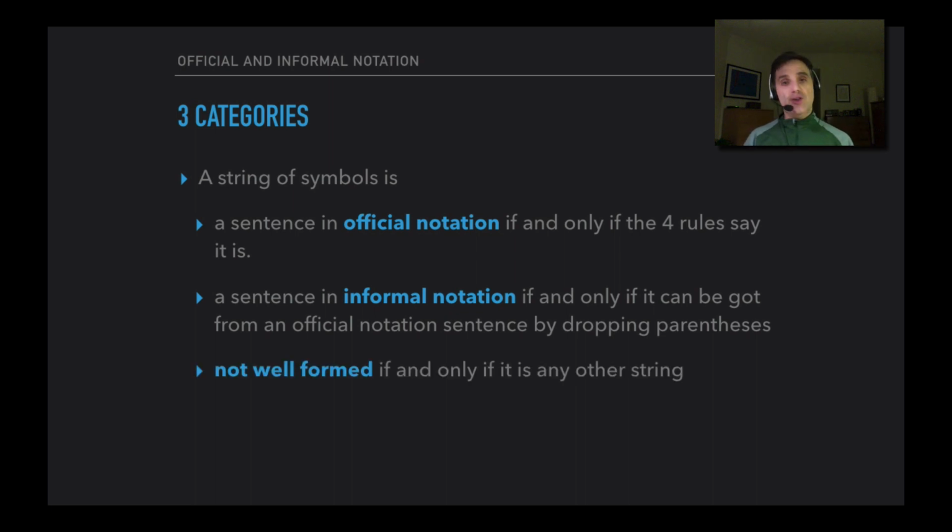And then finally, the string is not well formed, like the ones we just saw, if it's any other string. If it's not official and it's not informal, then it's not well formed. Okay, so those are the three categories. We'll see some examples of analyzing strings, whether they are official, informal, or not well formed, in our next video.